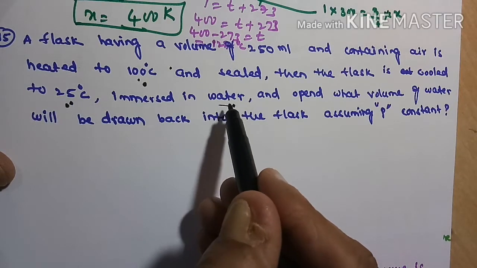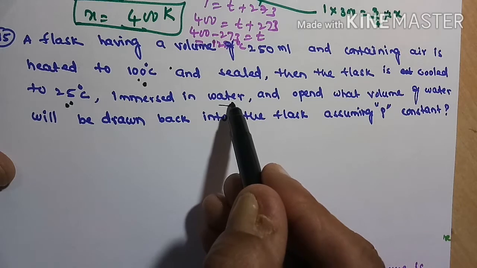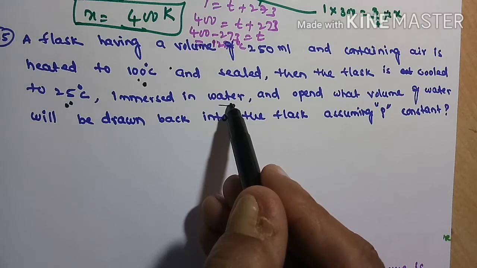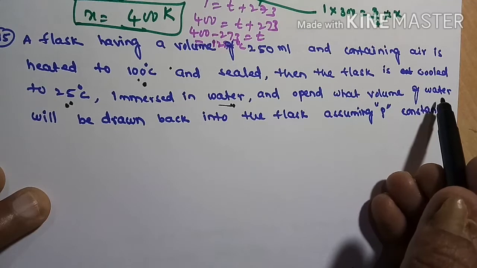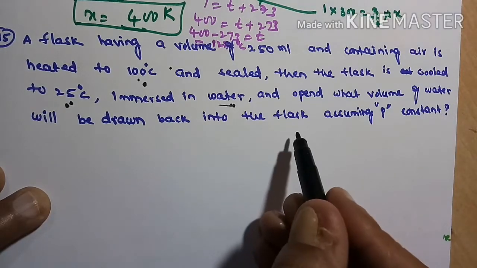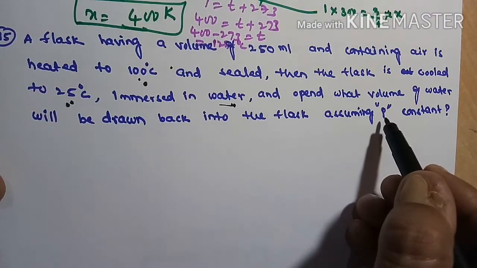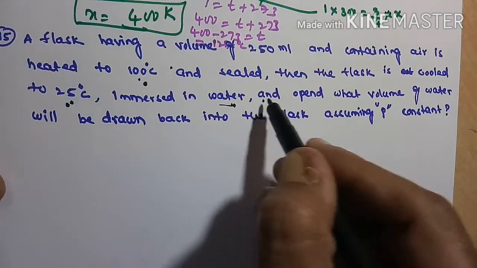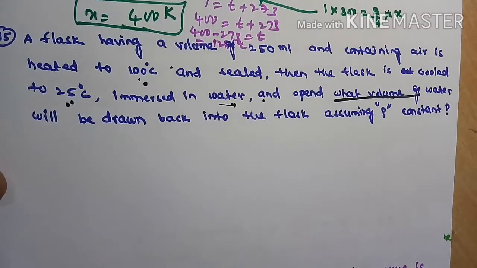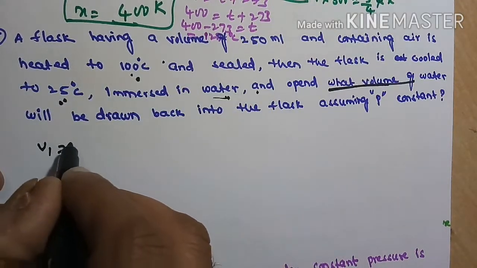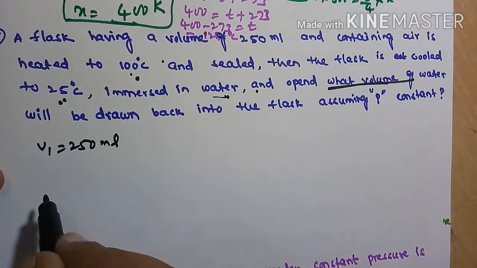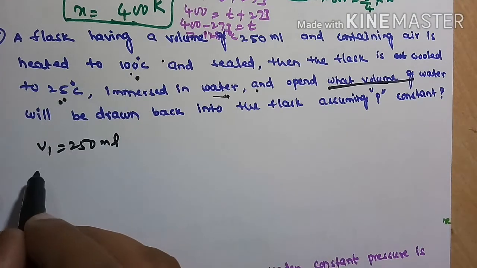Immersed in water. While cooling, volume decreases. How much volume decreases? Such that the volume of water enters into the bottle. When opened, that volume of water will be drawn back into the flask. Assuming P constant, calculate what volume of water. So the flask is present at V1 equal to 250 ml, containing air heated to 100 degree centigrade.